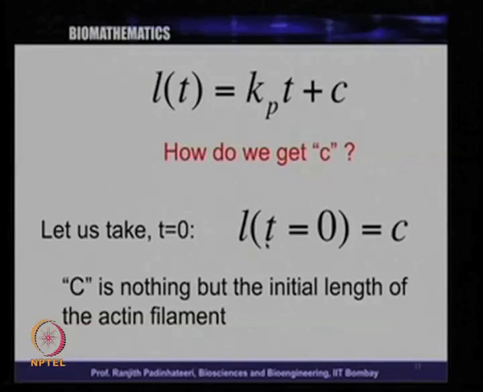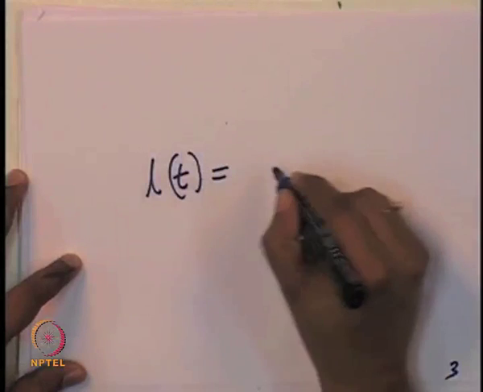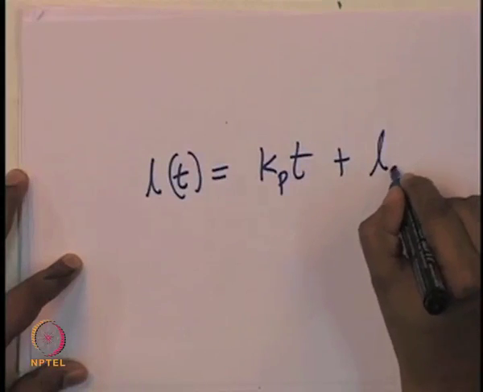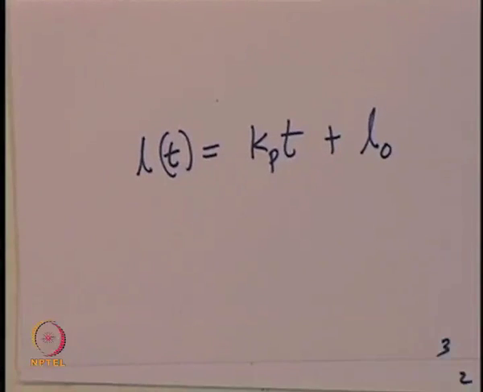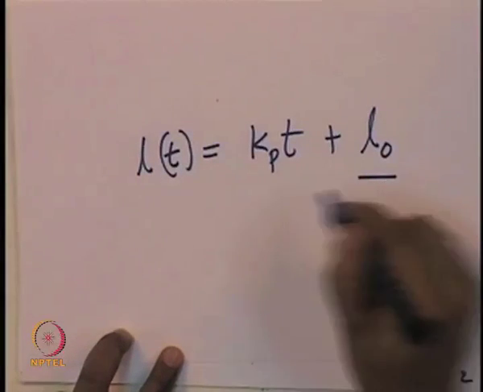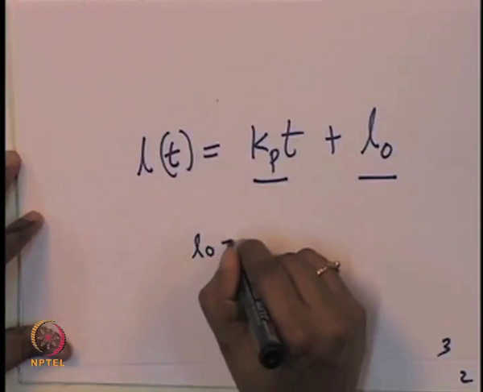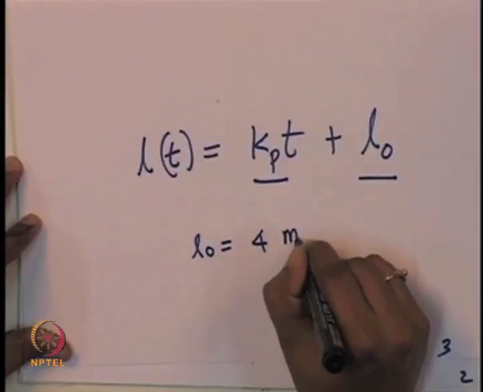Knowing this, we can write down the following. We got L of t is kpt plus the length at t equal to 0. Let me call it L0. So, this is the length at t equal to 0. If you know the length at t equal to 0 and if you know kp, you can get the length for every time. So, let us say L0 is 4 monomer.